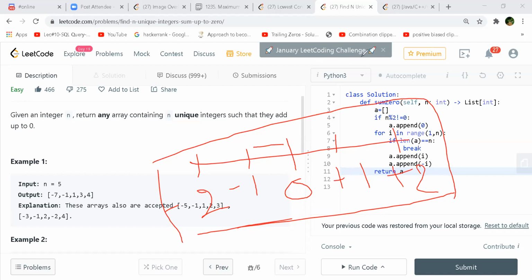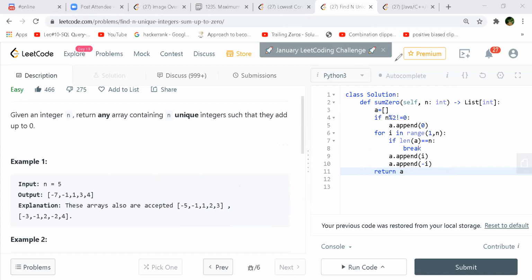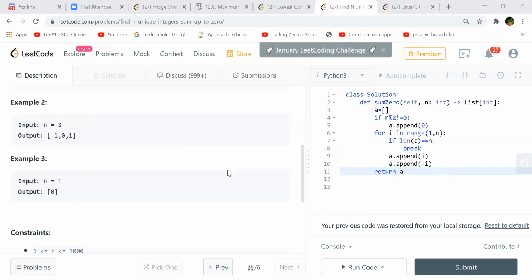Yeah, because if you look at example two, the output is minus 1, 0, 1. Yeah.